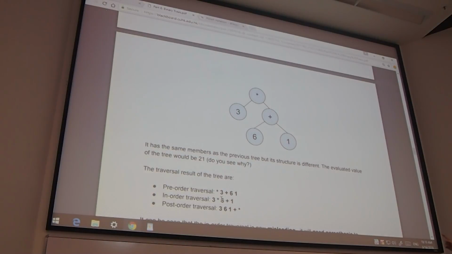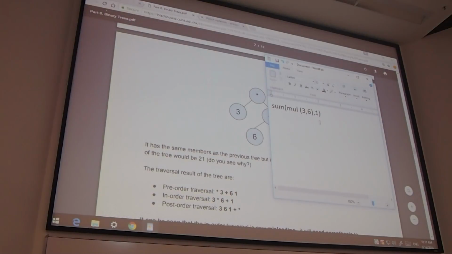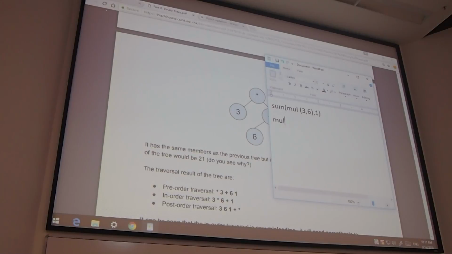Now, you see, where are the parentheses here? You don't actually see the parentheses here. So is my binary tree for representing mathematical expressions fatal? No. Let's look at the pre-order traversal. Times 3 plus 6, 1. Let's use again a C understanding of this. So here, this one will become multiply 3 sum 6 1. Does it give the right answer?